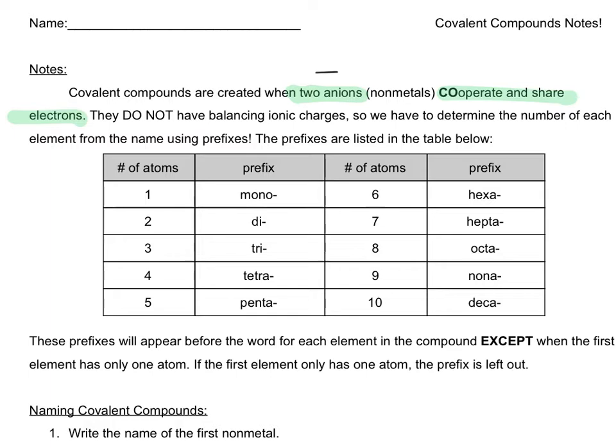So if you take two things that are both looking for more electrons and put them together, no one's going to give anybody anything. They're just going to have to make do and share with what they have. Because they are sharing, not transferring, we do not have to balance ionic charges. The whole crisscrossing method we were doing the other day, or balancing out to zero, none of that applies with covalent compounds.